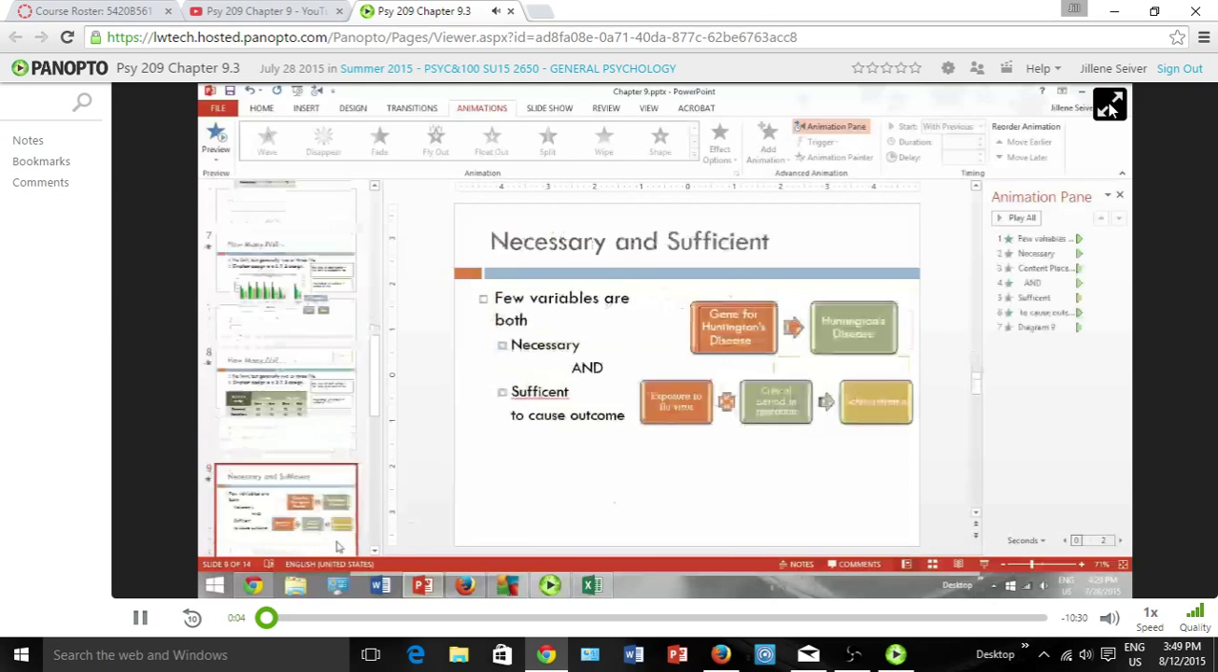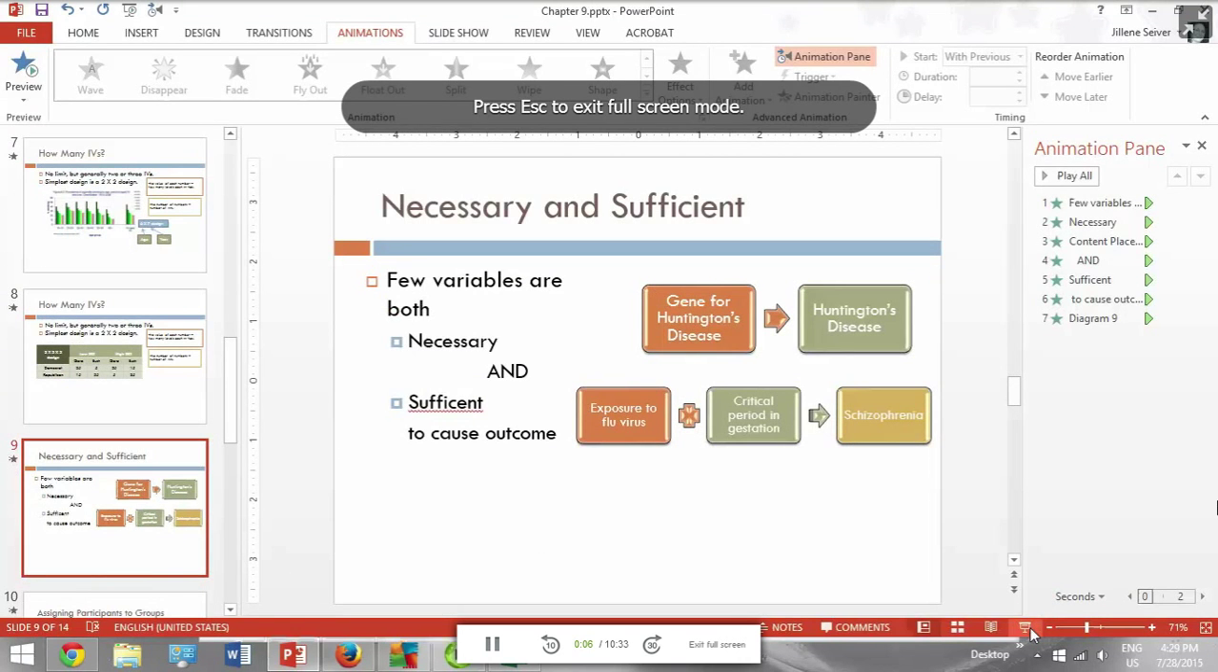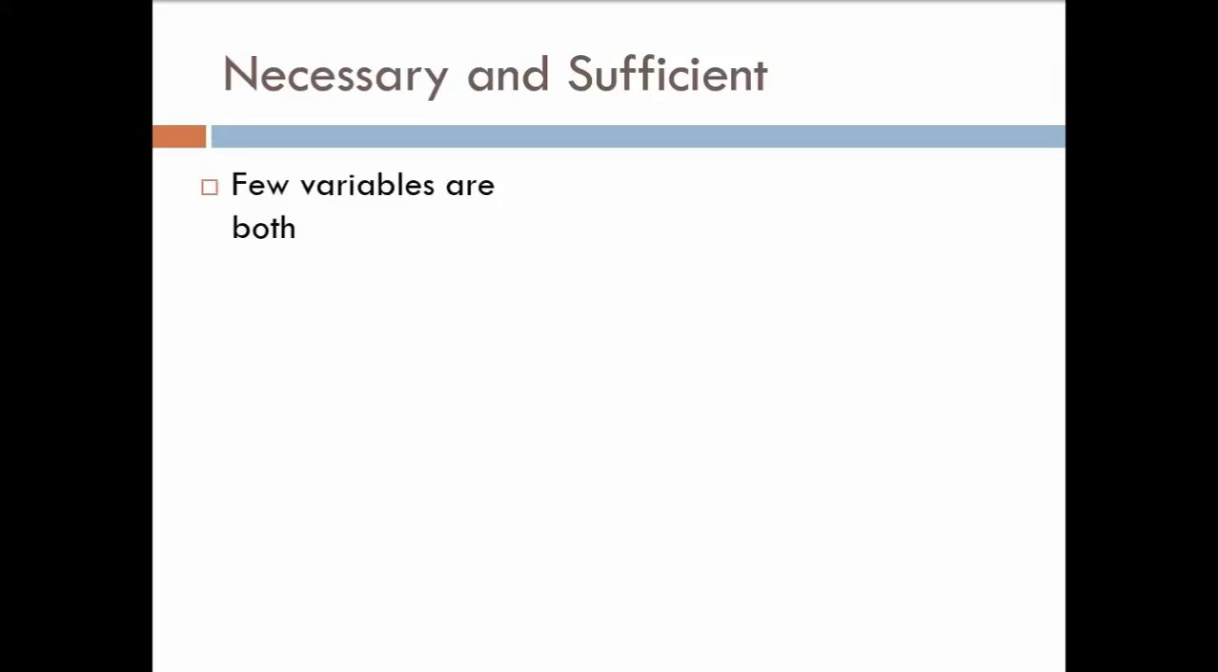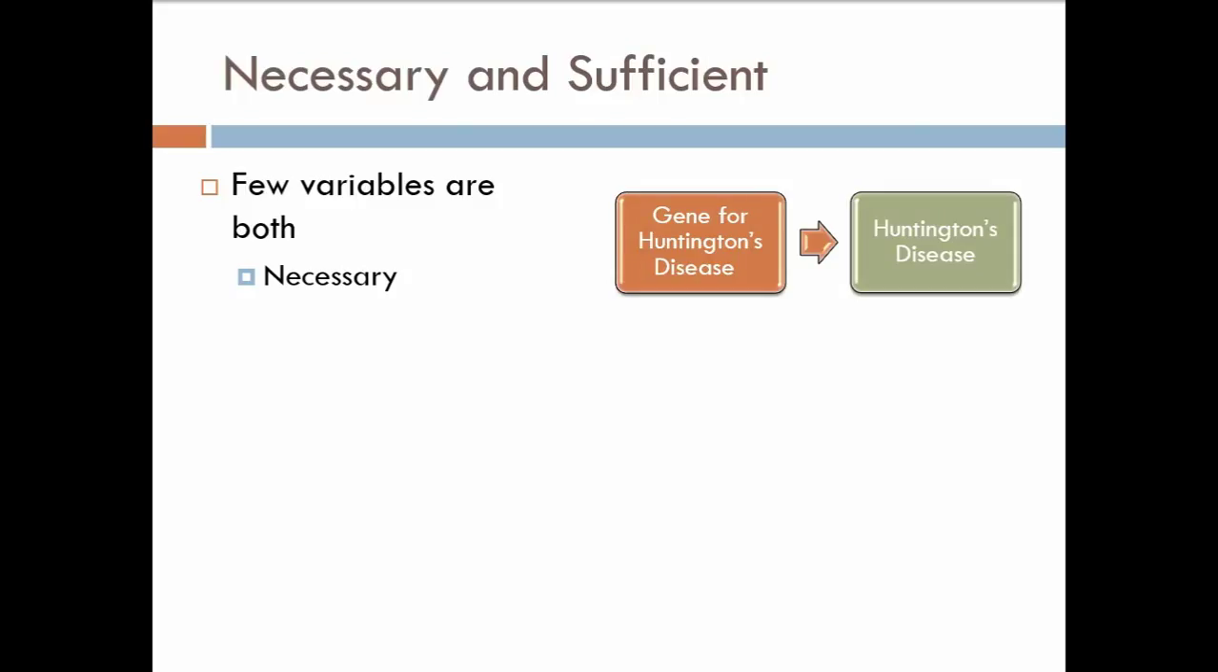Okay, so let's talk about necessary and sufficient variables. Very few variables are necessary to an outcome and sufficient to produce an outcome. Necessary means that you have to have that factor present in order to display the outcome.